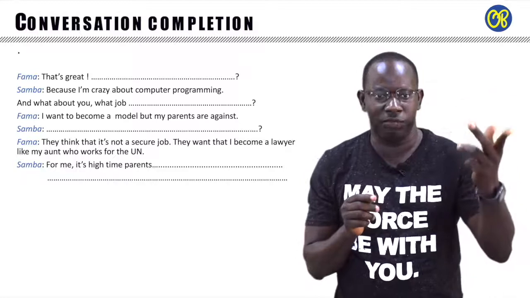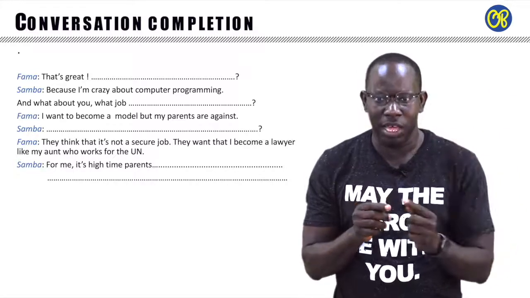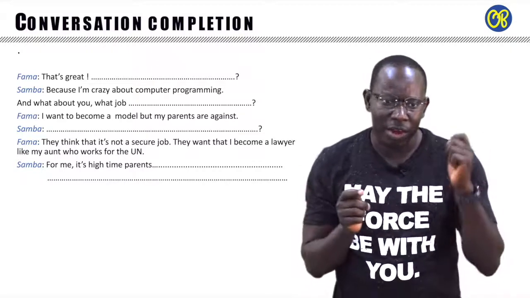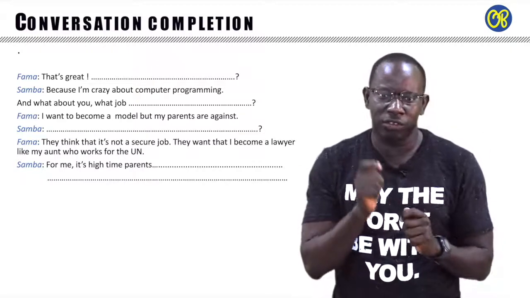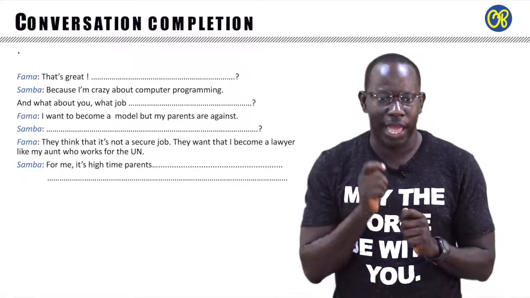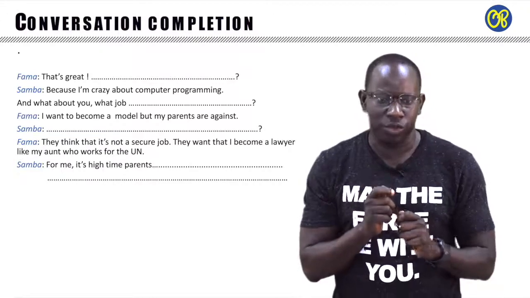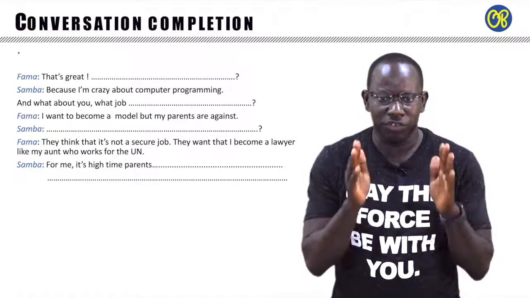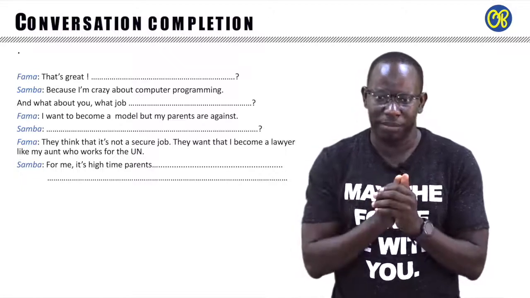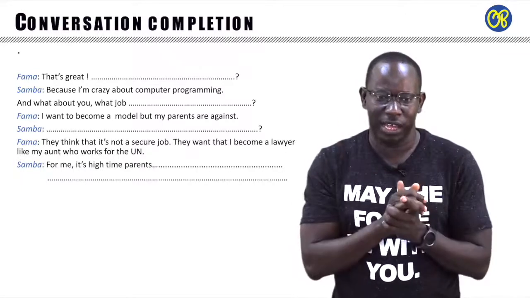So look at what Farmer said before. I want to become a model, but my parents are against. Samba asks something, and Farmer completed by saying they think that is not a secure job. They want that I become a lawyer like my aunt who works in the UN. So guess Samba's question. Pay attention to the tense. They think that is not a secure job. They have a question about that.